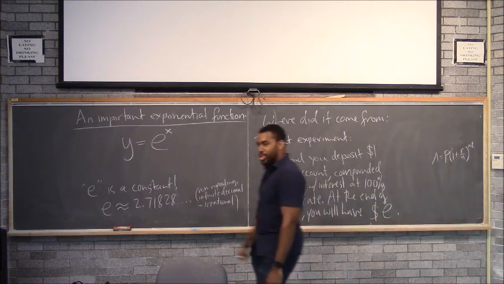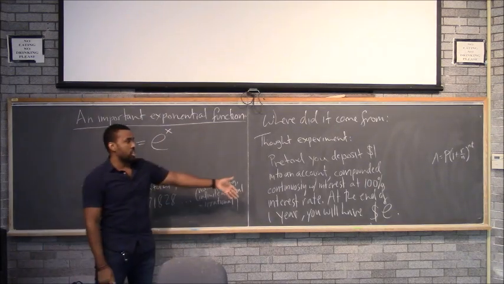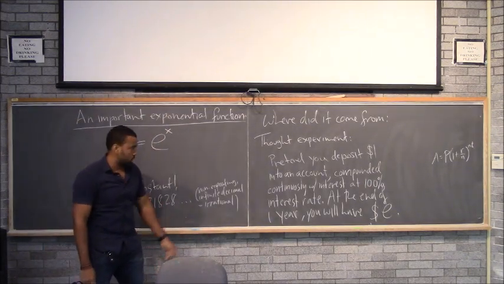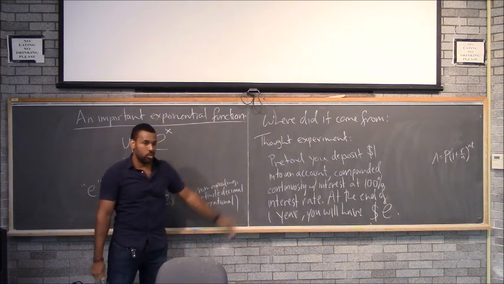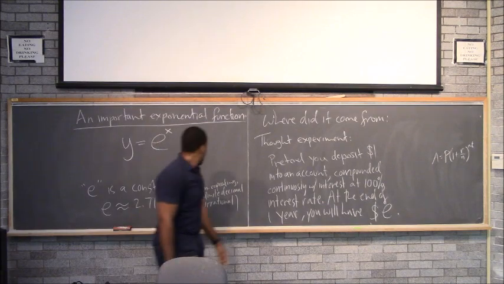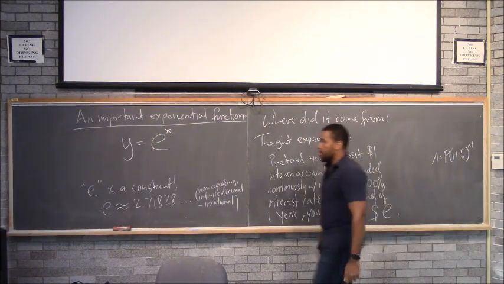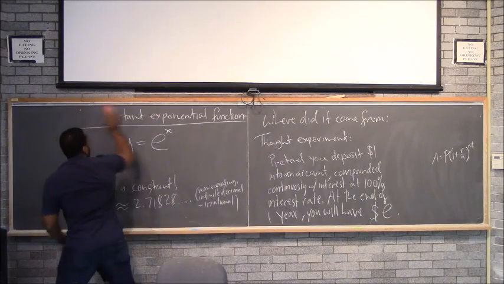At the end of 1 year, you'll have roughly $2.72 under this crazy scenario, which is worse than any credit card that you will ever even theoretically own. The guy that figured that out was a guy by the name of Euler.